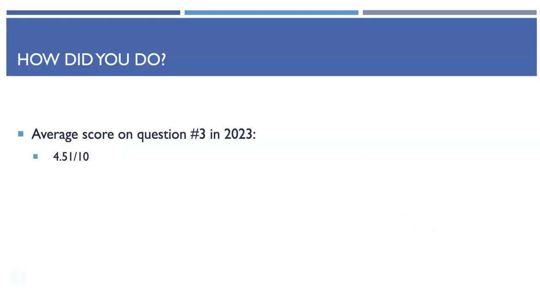How did you do? The average score on this question in 2023 was 4.5 points out of 10. So of the long free response questions in 2023, it's the lowest scoring question, but still a pretty reasonable question. So if you earned 4 points, you're right on target. If you earned 5, 6, or 7 points, you're doing well. If you got 8, 9, or 10 points, which is doable on this problem, then you're doing very well, and you should be pleased.